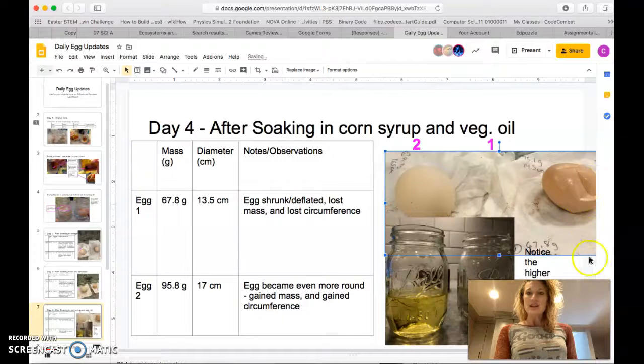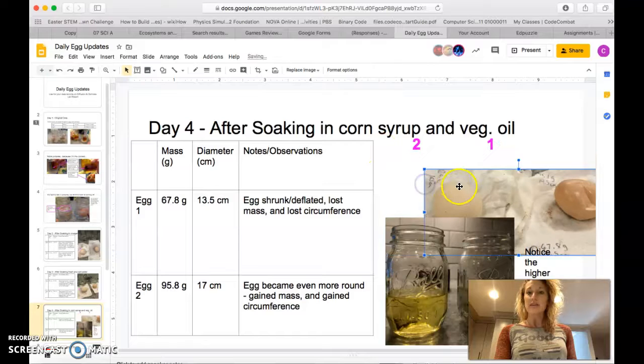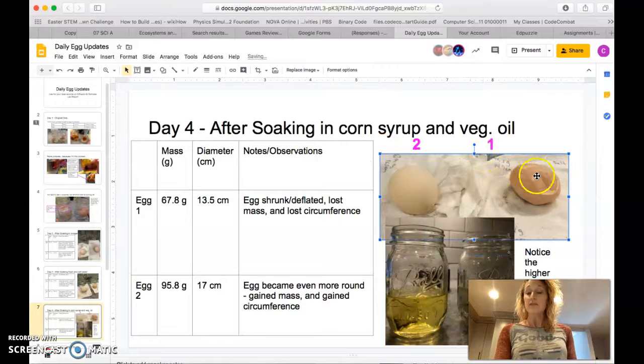These eggs got so much different in size. This egg collapsed, and this egg got even bigger yet, which is just crazy. I can't believe it got bigger and didn't break, so I'm thankful it didn't. So the egg that was in the vegetable oil got even bigger. The egg that was in the corn syrup collapsed.